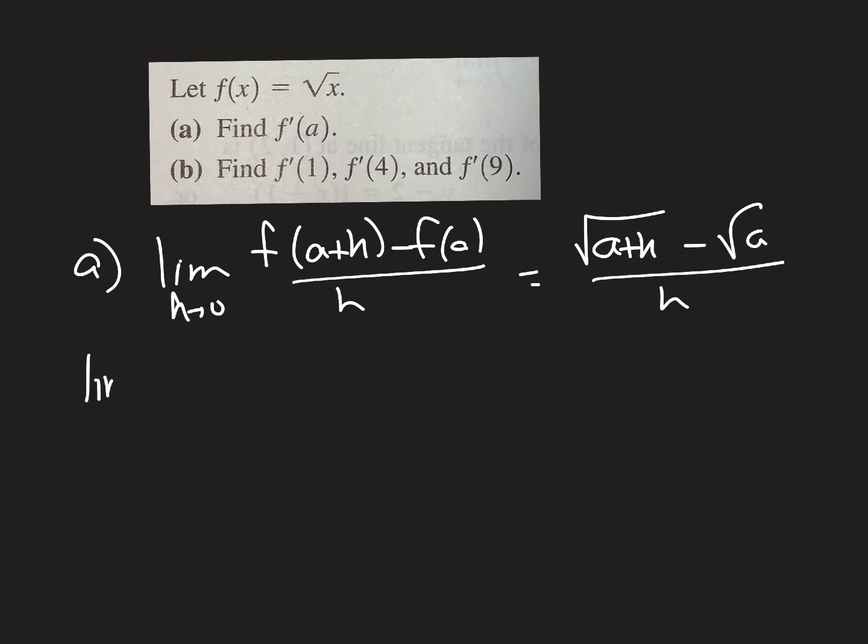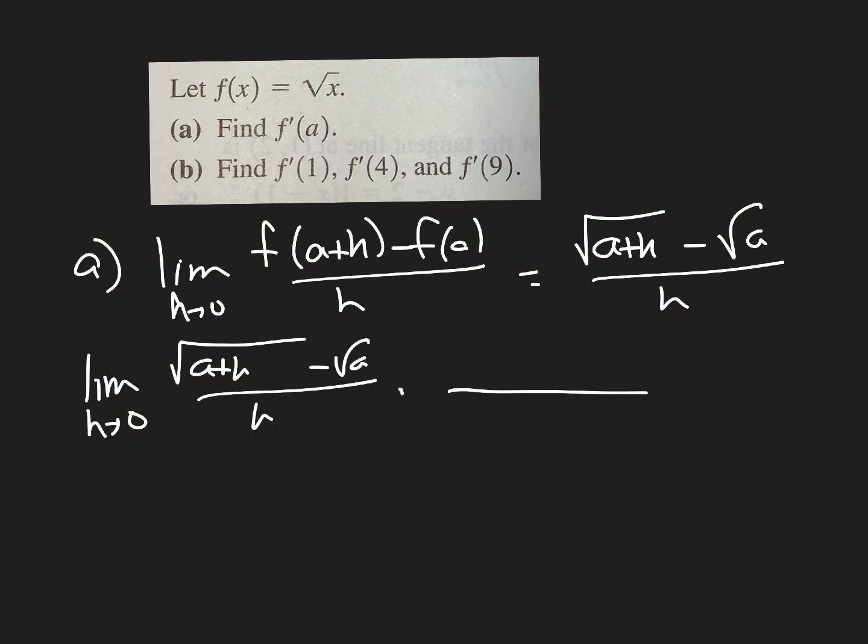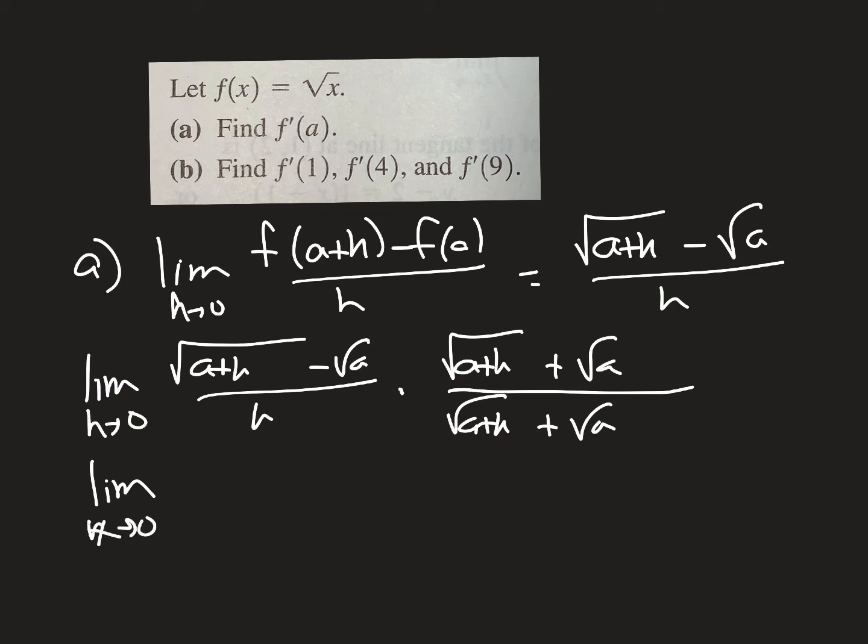All right, so I'm going to have to rationalize that to simplify it. So I'm going to recopy it down here: square root of a plus h minus square root of a, over h. Now I'm going to multiply by the conjugate of that, and that's a good strategy to use a lot: square root of a plus h plus square root of a, and you've got to do the same thing to the bottom, to your denominator.